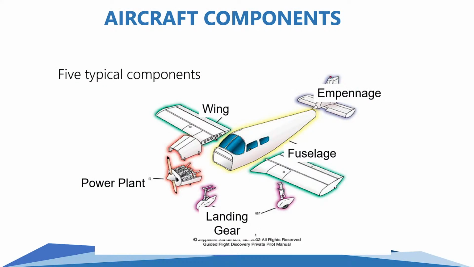So as I said the other day, this is moving into the aerodynamics section. So first thing we're going to talk about is aircraft components. So every single airplane is basically the same. They all come in different shapes and sizes, but there's really just a few main components when we look at them. We have the power plant.